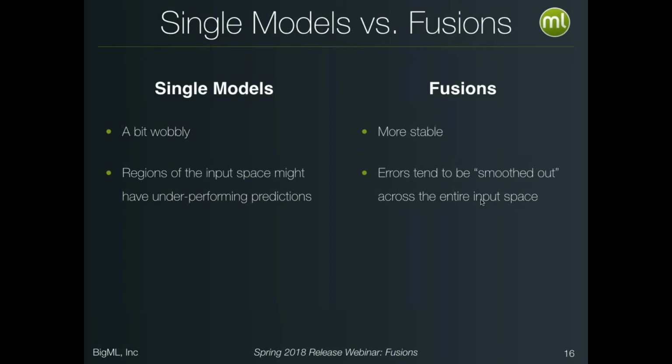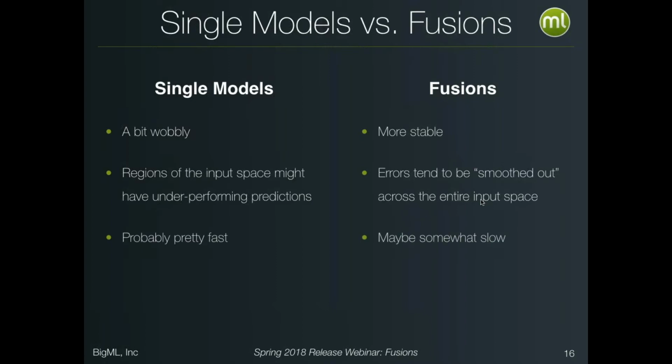Second, and I just talked a little bit about this, regions of the input space in single models might have these underperforming predictions, and with fusions, it tends to smooth these errors out. So again, with that stability, with the notion that the prediction quality won't vary so dramatically from one point to the next, you'll also get the case where the errors won't be concentrated in one area of the data space.